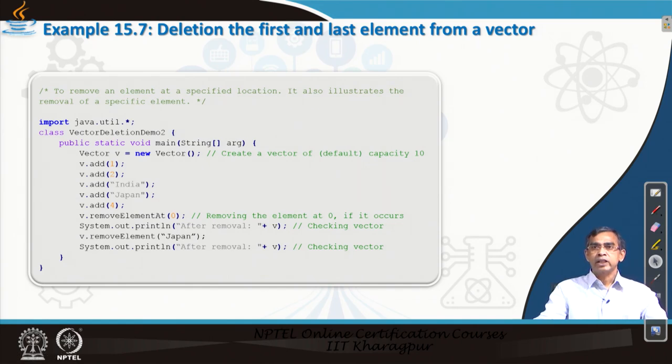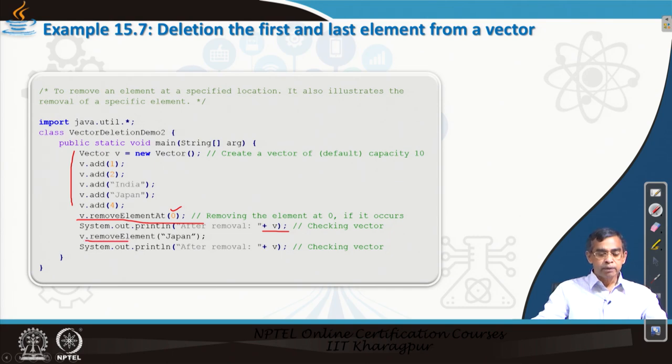This is a deletion from a particular location. You can mention the index, which is one convenient way to remove an element from a particular location. This example demonstrates how you can do that. This is as usual the code to create a vector first, and then you see removeElementAt. So, this index is 0, so the element at index 0 will be removed, and after removing it, it will print the rest of the elements.